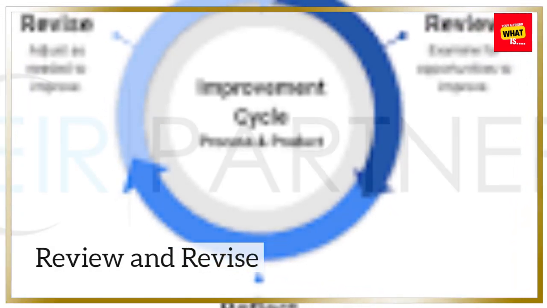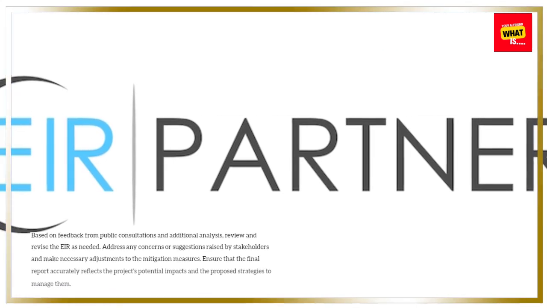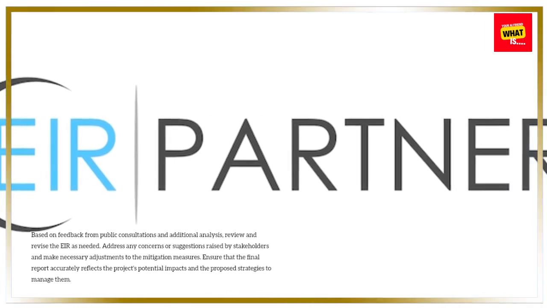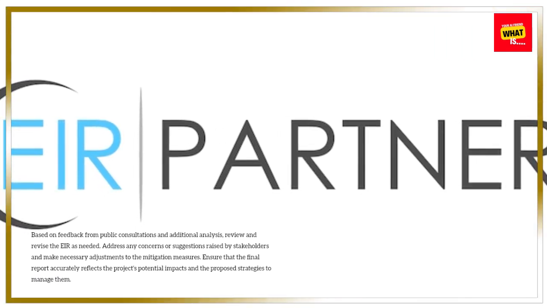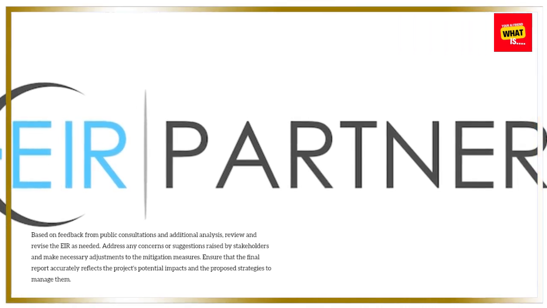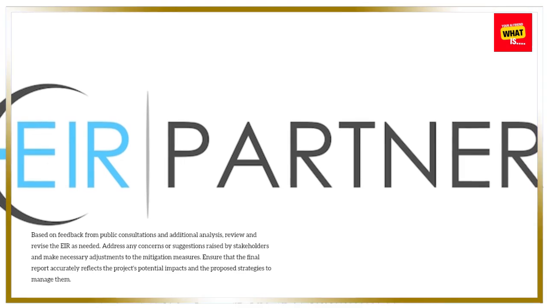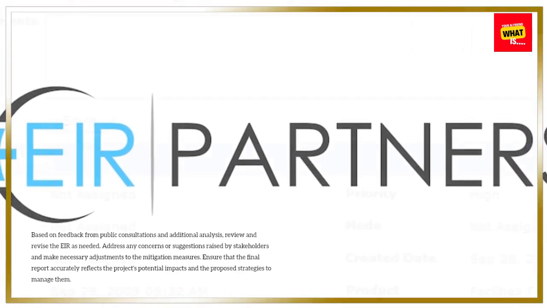Review and revise. Based on feedback from public consultations and additional analysis, review and revise the EIR as needed. Address any concerns or suggestions raised by stakeholders and make necessary adjustments to the mitigation measures. Ensure that the final report accurately reflects the project's potential impacts and the proposed strategies to manage them.